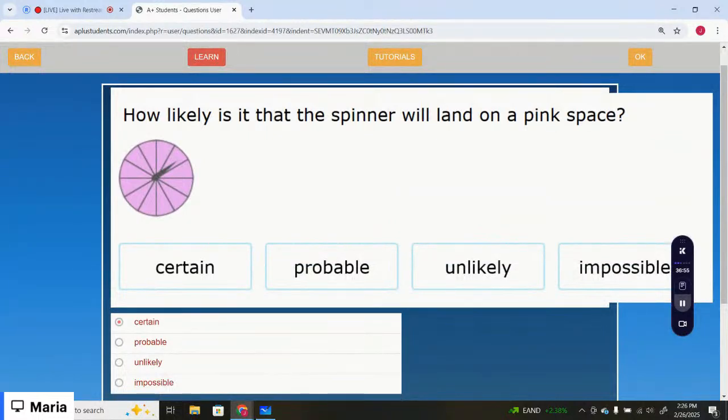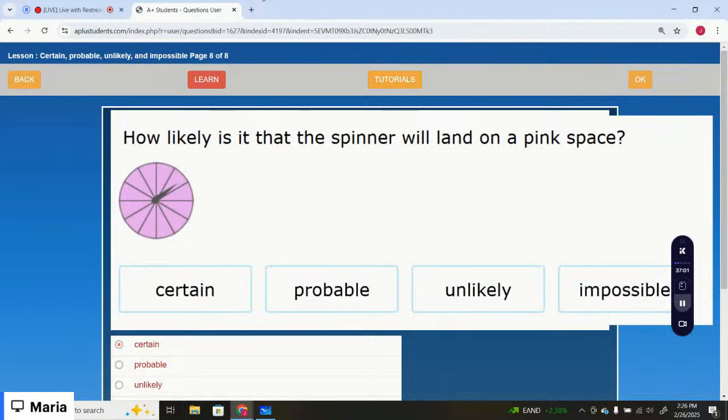We're working on grade 1 math. We're working on the chapter probability and statistics. The lesson I'm on right now is certain, probable, unlikely, and impossible. Option number one is the correct option.